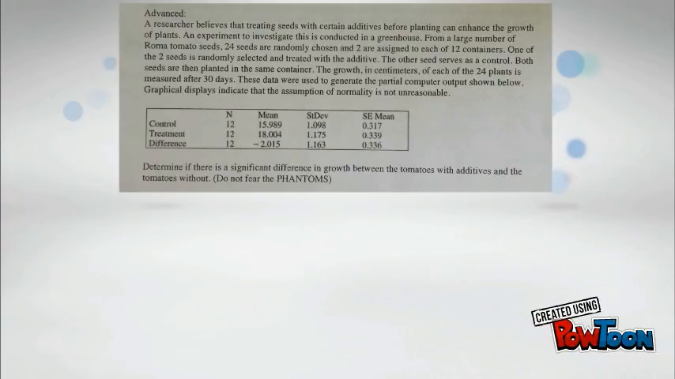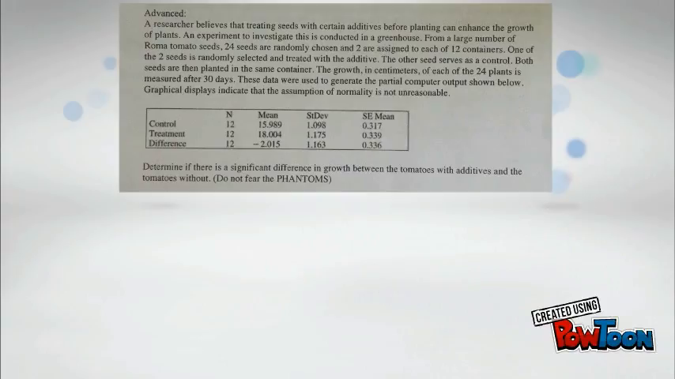the 12 containers. One of the 2 seeds is randomly selected and treated with the additive. The other seed serves as a control. Both seeds are then planted in the same container. The growth in centimeters of each of the 24 plants is measured after 30 days. These data were used to generate the partial computer output shown below.